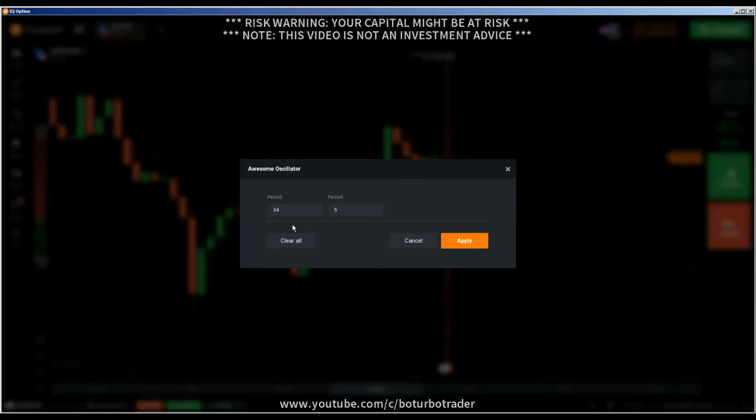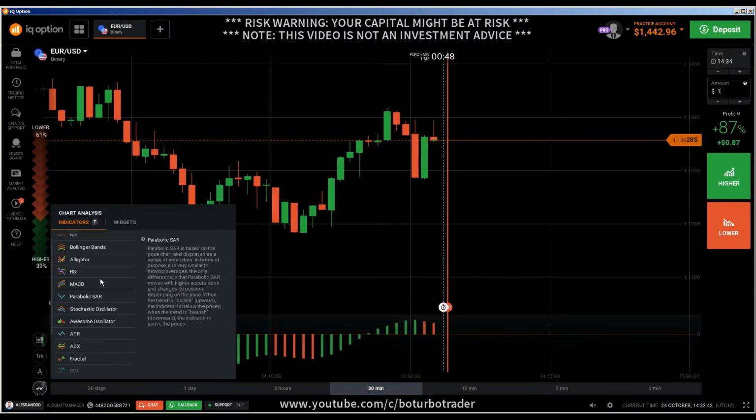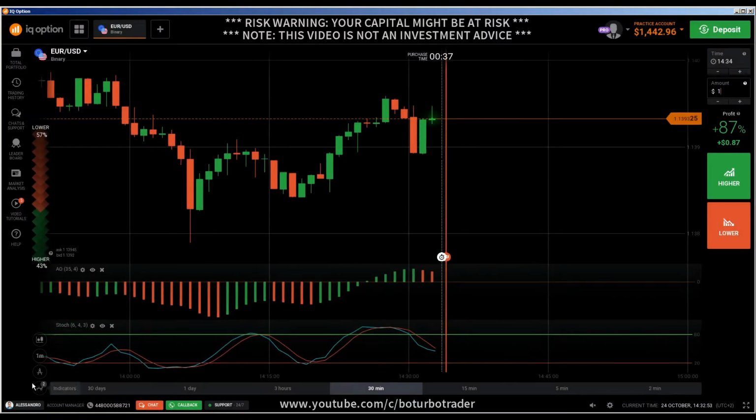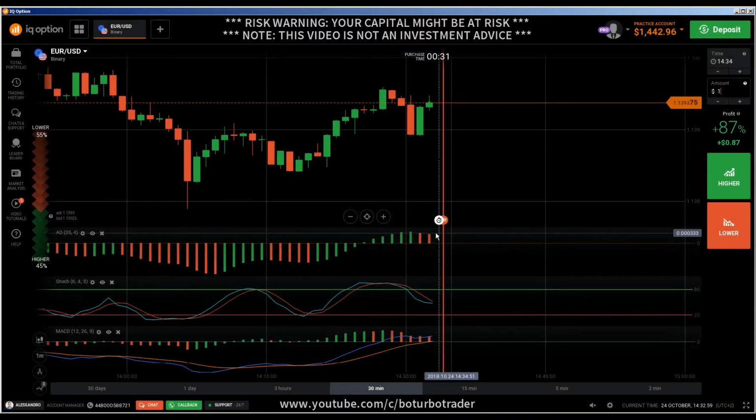It's an awesome oscillator with settings 35 and 4. You know that makes no difference, but these are the settings in case you see this kind of strategy somewhere. So 6, 4, 3, that is the stochastic oscillator settings, and then the MACD with the default settings.